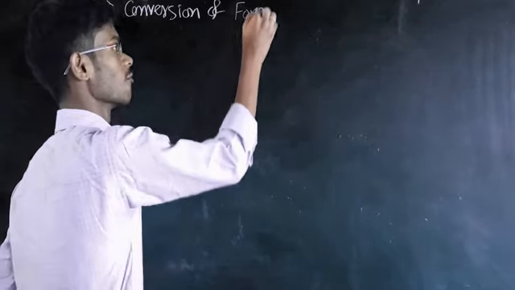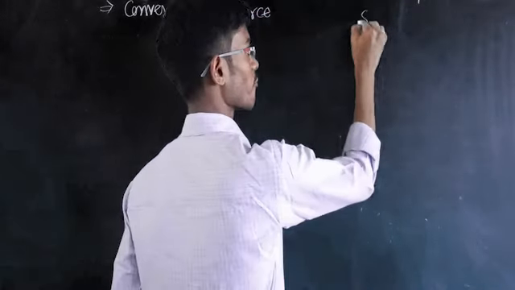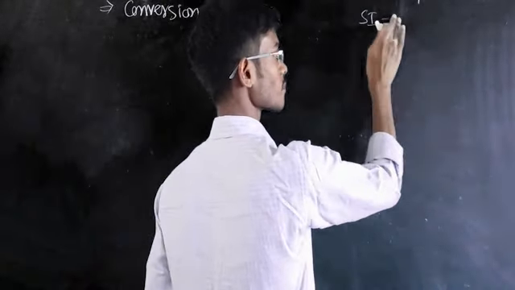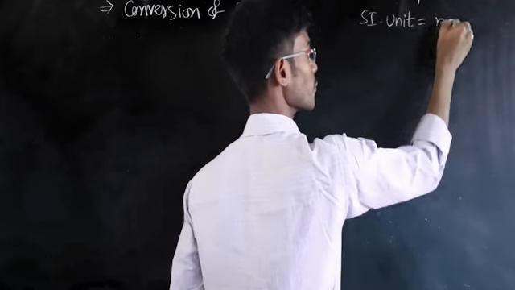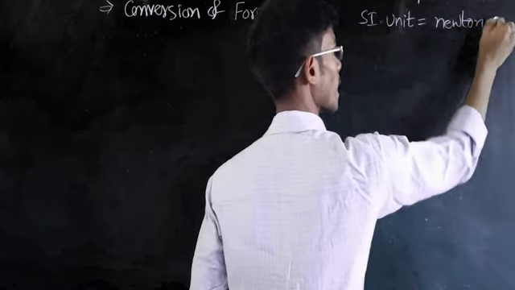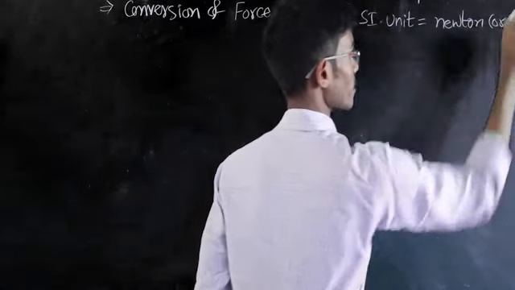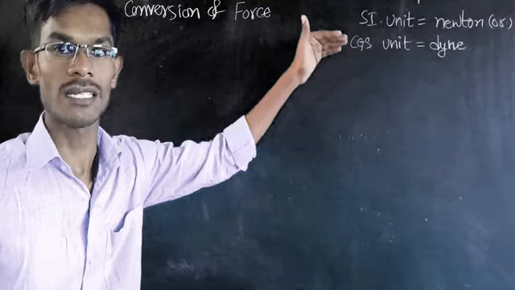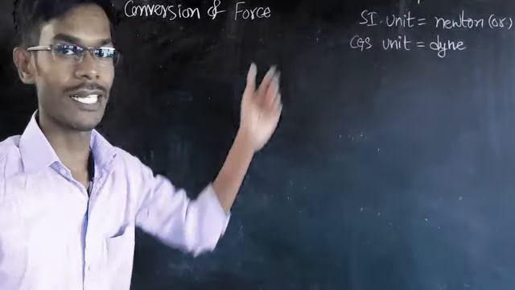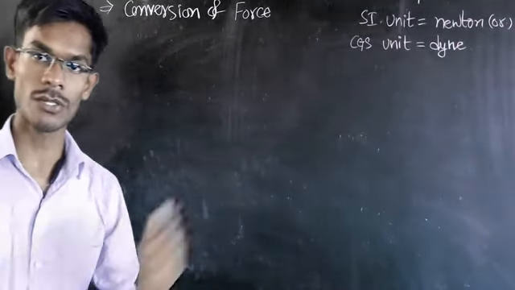Conversion of force. The SI unit of force is Newton, or capital N. And the CGS unit of force is dyne. So to convert from SI unit to CGS unit or CGS unit to SI unit, what conversion factors will we use? We will check them.